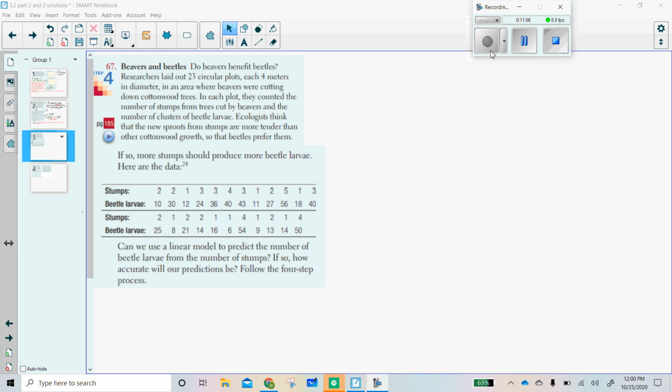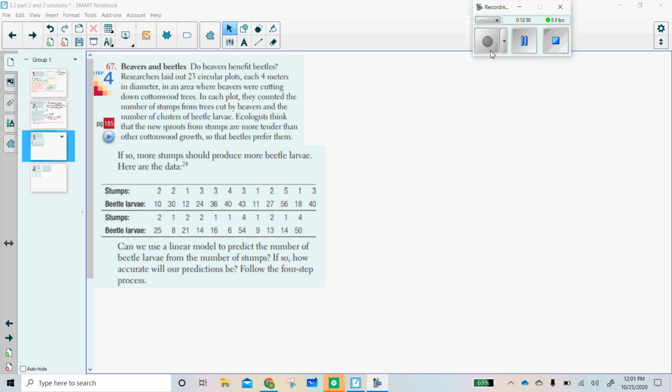The next question was question number 67. Do beavers benefit beetles? Researchers laid out 23 circular plots, each 4 meters in diameter, in an area where beavers were cutting down cottonwood trees. In each plot, they counted the number of stumps from the trees that were cut by beavers, and then the number of clusters of beetle larvae. Ecologists think that the new sprouts from stumps are more tender than other cottonwood growths, so beetles prefer them. If so, more stumps should produce more beetle larvae. And here was the data.